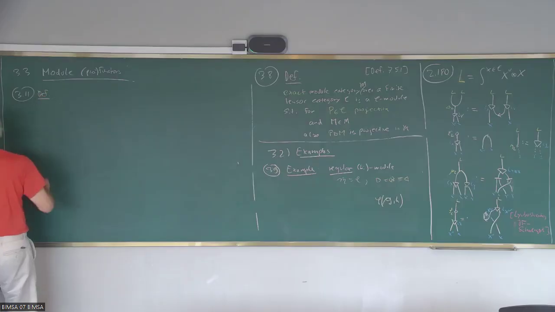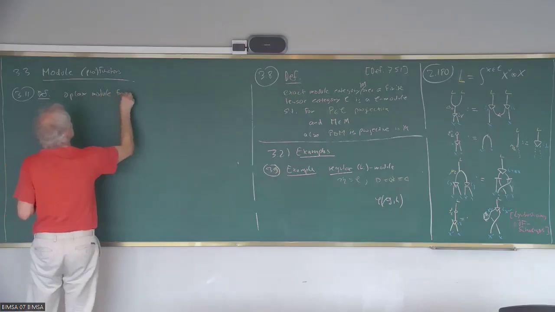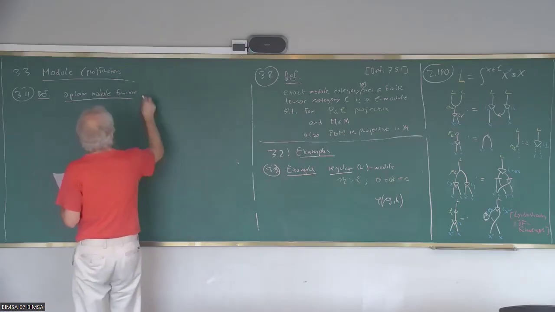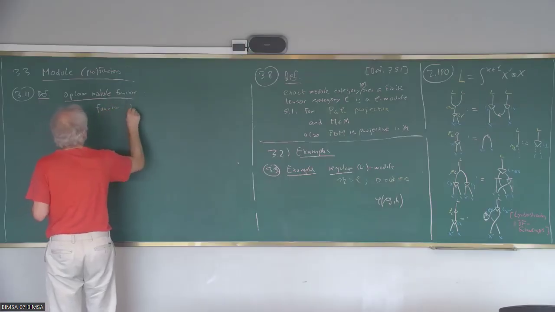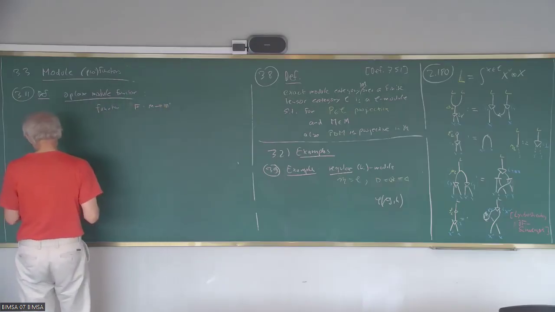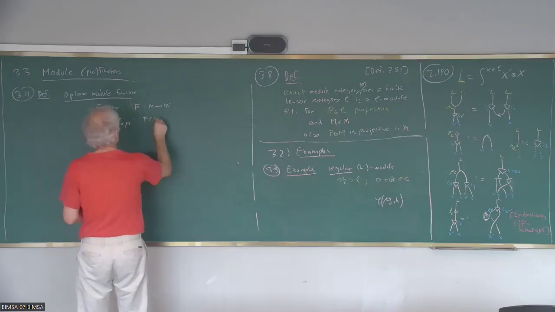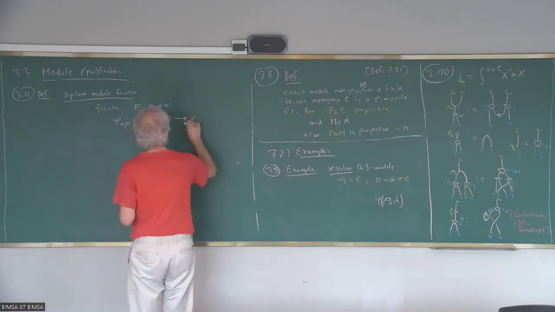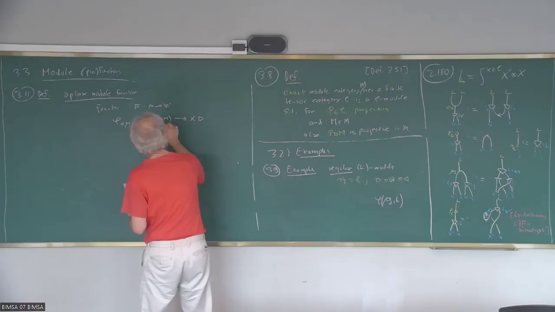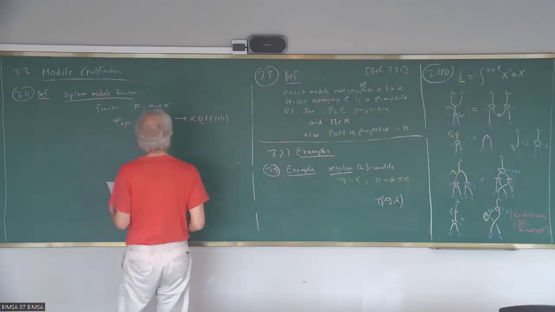Definition. An oplax module functor between left C-modules M and M prime is a tuple consisting of a functor, call it F, from M to M prime, and a natural isomorphism family phi_{X,M} from F of X acting on M in C, to X acting on F of M, where the action for M prime is indicated with a prime.